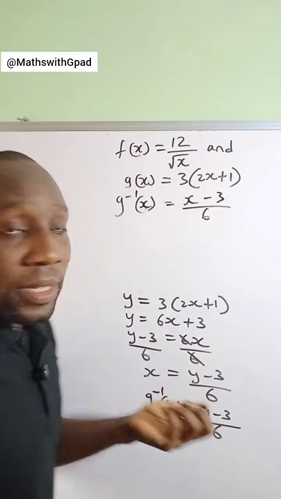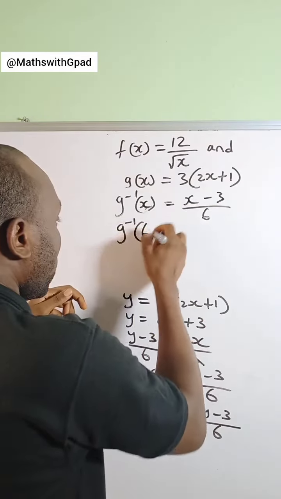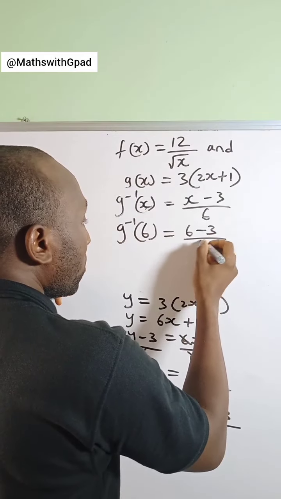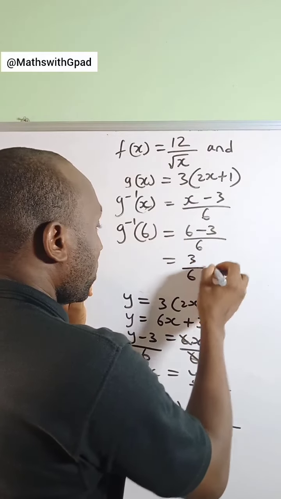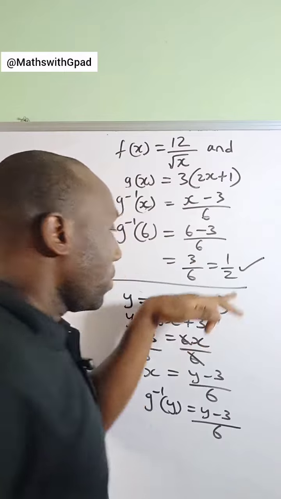So see what you have. Therefore, g inverse of 6 is equal to what? 6 minus 3 over 6. 6 minus 3 is what? 3. And 3 over 6 is what? 1 over 2. So this is your answer. Yes, 1 over 2 is your answer.